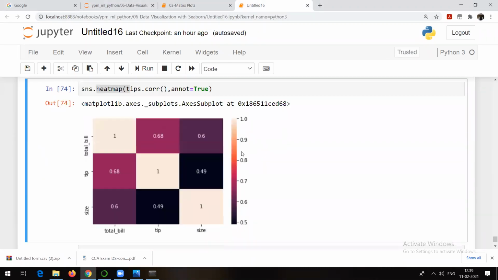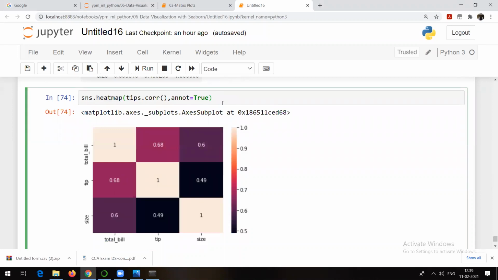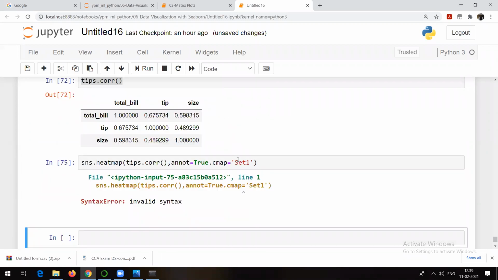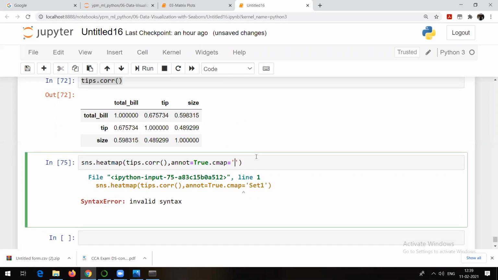Again, you have those palette kind of a thing available here also. If you want to make use of a color map, CMAP stands for color map. Suppose I want to make use of a color map. Let me check this one. Set one. Okay, set one is not working here. Comma after true. Okay, this is also missing, right?